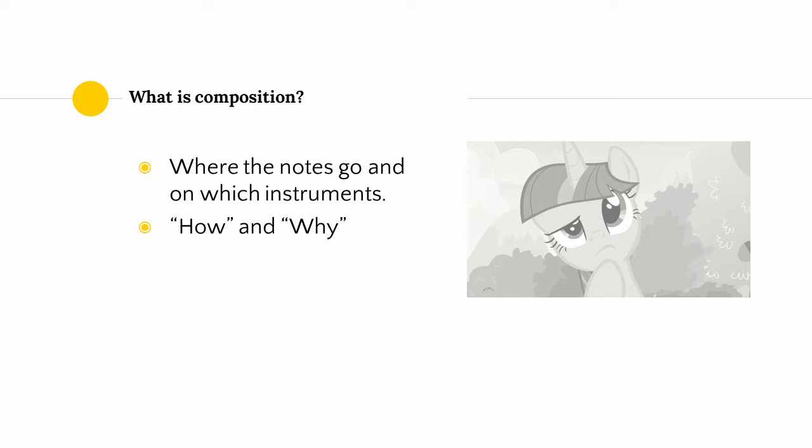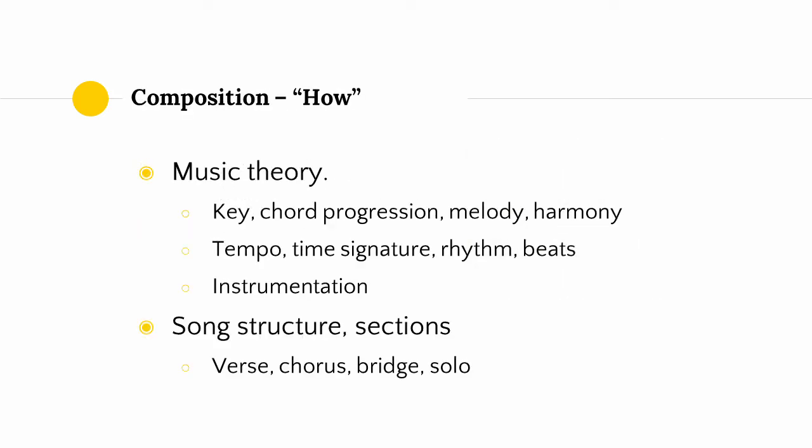I consider composition to have two main parts, the how and the why. The how of composition is music theory, understanding keys and chord progressions, developing melodies and harmonies that work within those keys and chord progressions, developing rhythm and beats within tempos and time signatures, deciding on instrumentation, that is, what notes go on which instruments, as well as more high-level strategic stuff, like deciding what structure your song should have or what sections it should have. For example, verses, choruses, refrains, bridges, solos, as well as classical forms such as the sonata.